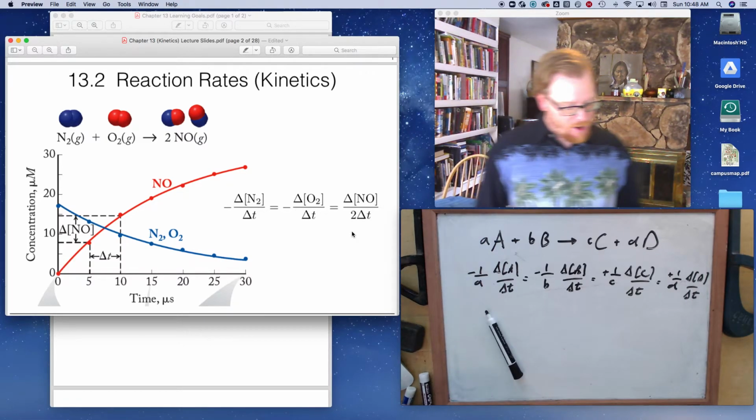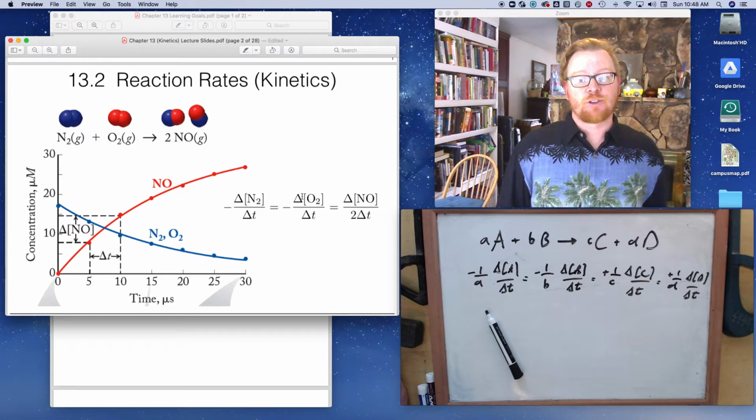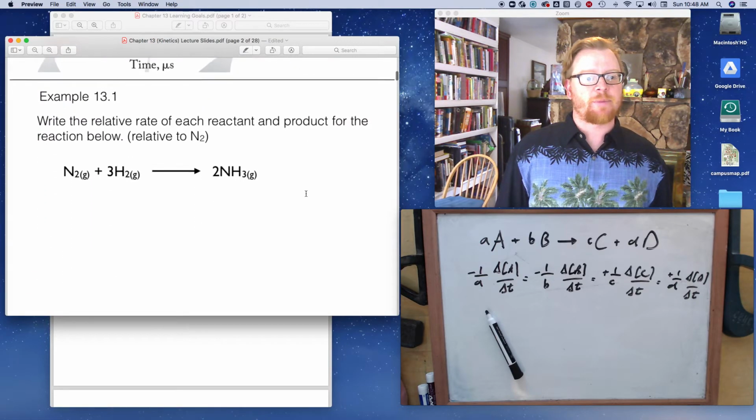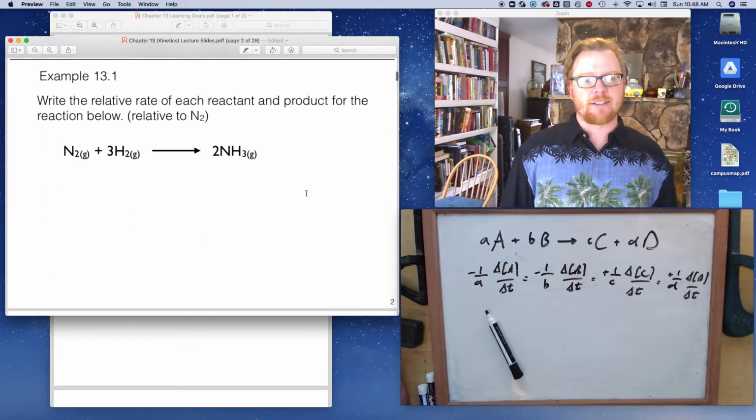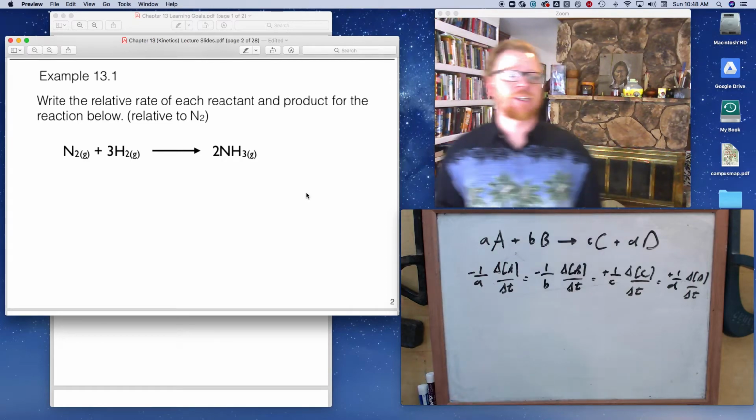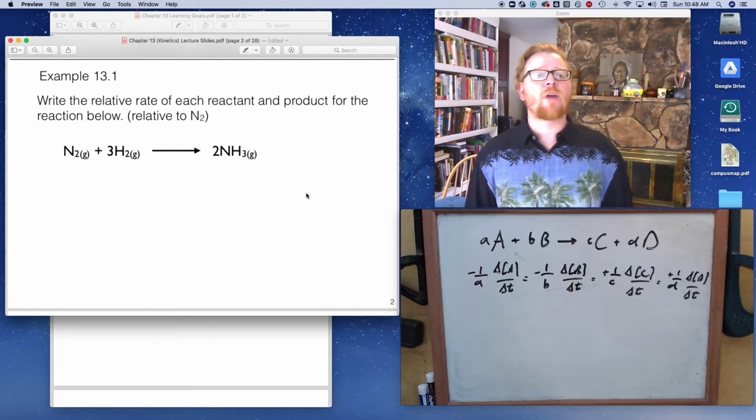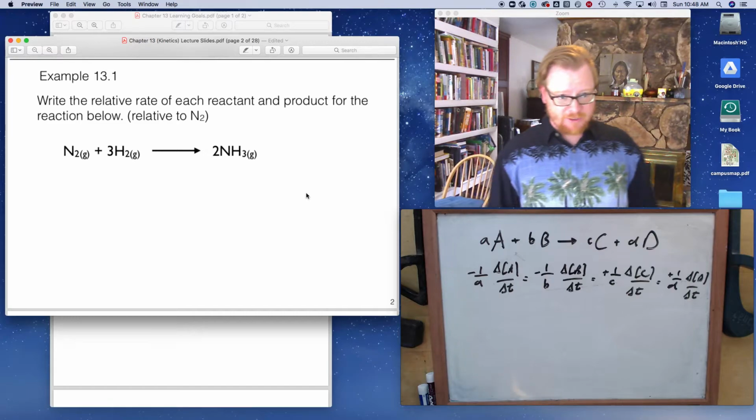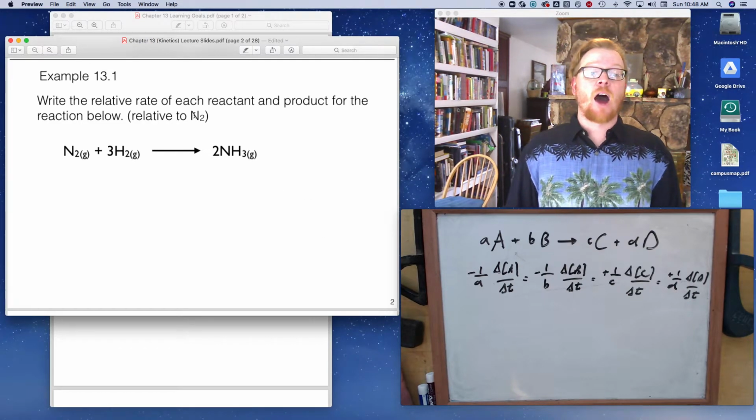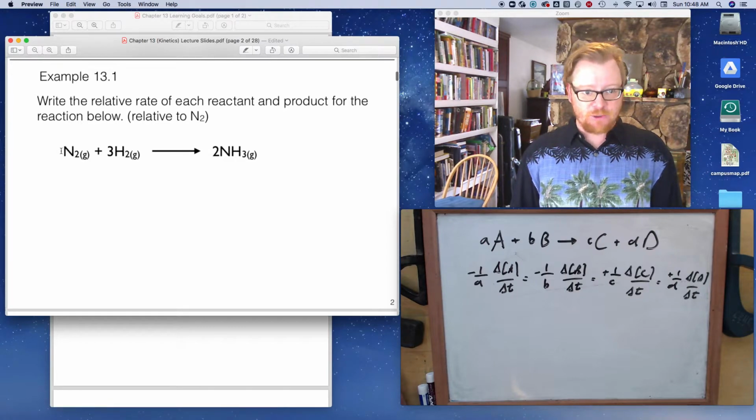Okay, so I'm going to give you an example problem to work on. Let me switch it up here. So here is our synthesis of ammonia from nitrogen and hydrogen. So write the relative rate of each reactant and product. And here it says relative to N2. Okay, so that means we can keep this balanced with a 1 is basically what that means.